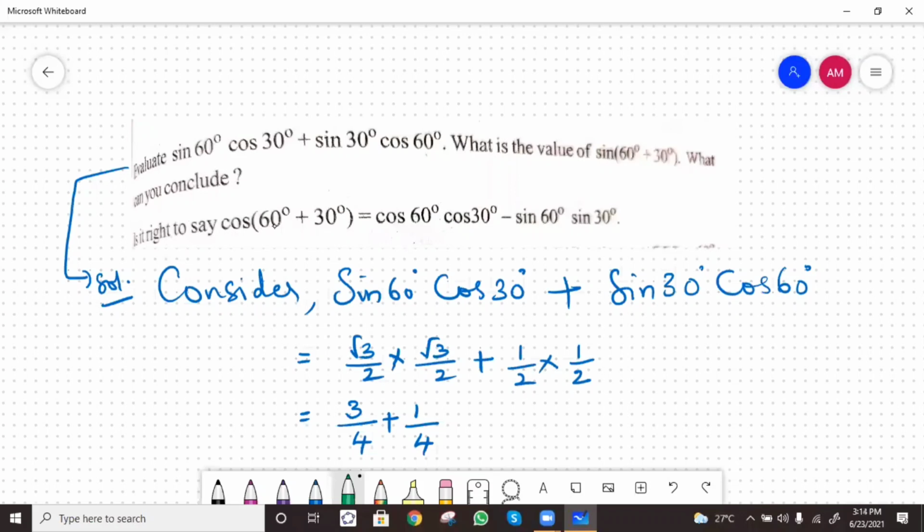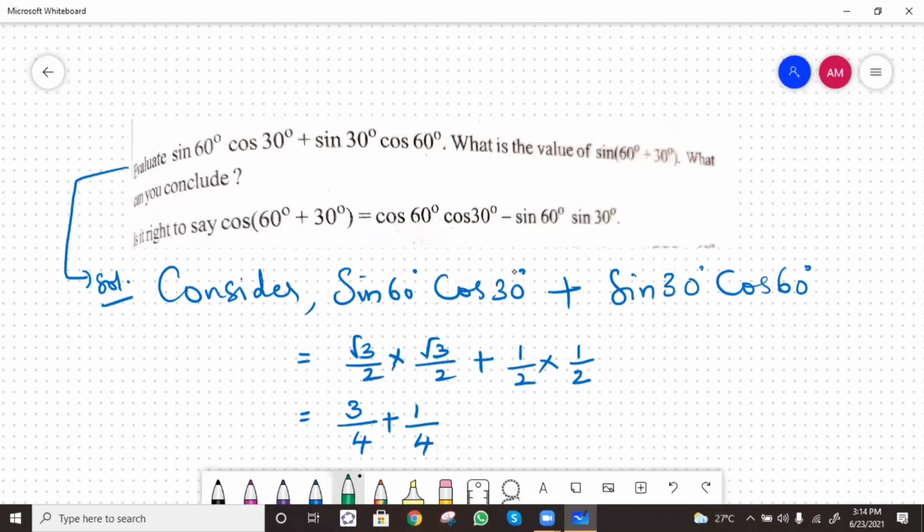Is it right to say cos 60 plus 30 is equal to this one? Here they asked whether these two values are equal or not. For that, we have to find the left-hand side separately and the right-hand side separately. If they are equal, we conclude that they are equal. If the left-hand side is not equal to the right-hand side, we say those two values are not equal. That equation is not correct.